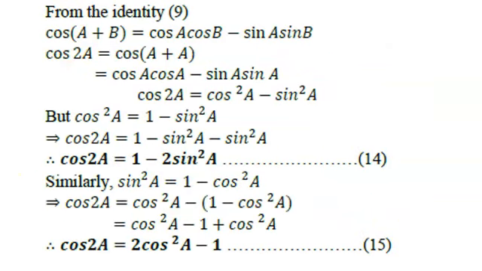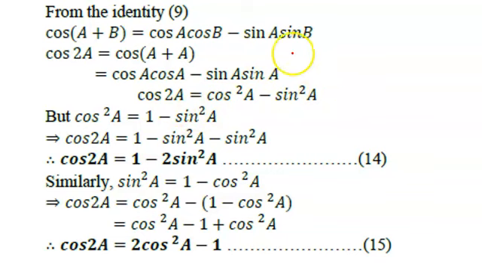Next will be for cos. From our compound angles, cos A plus B is cos A cos B minus sine A sine B. So 2A can be written as A plus A. Using compound angles, we have cos A cos A minus sine A sine A. So this will be cos squared A minus sine squared A.